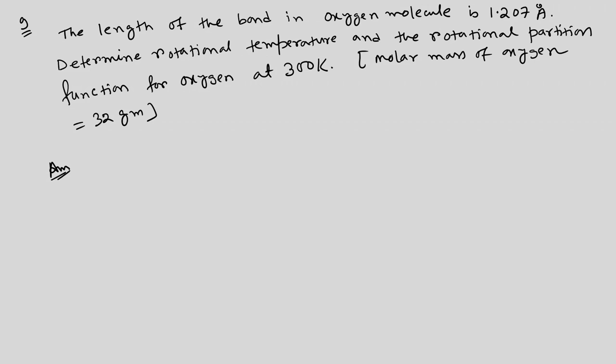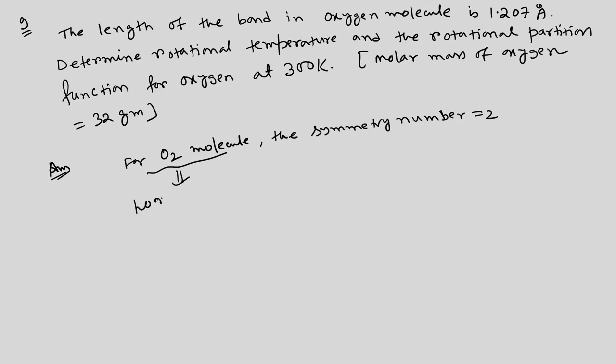So, you need to first know, because while discussing the rotational partition function, we considered the symmetry number. So, we need to consider the symmetry number here. The oxygen molecule is a homogeneous diatomic molecule, so the symmetry number is 2 for the oxygen molecule. This is very important.